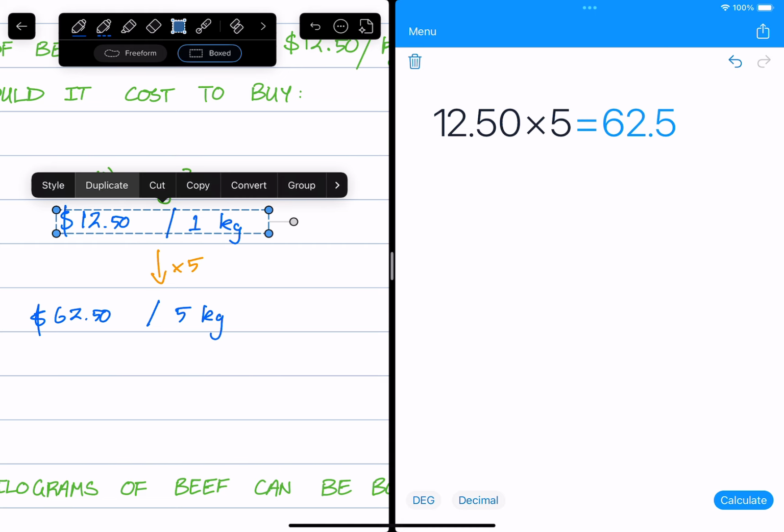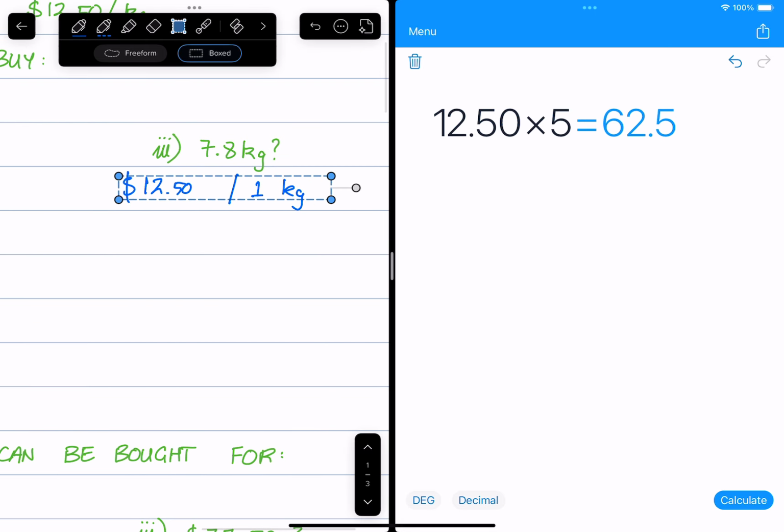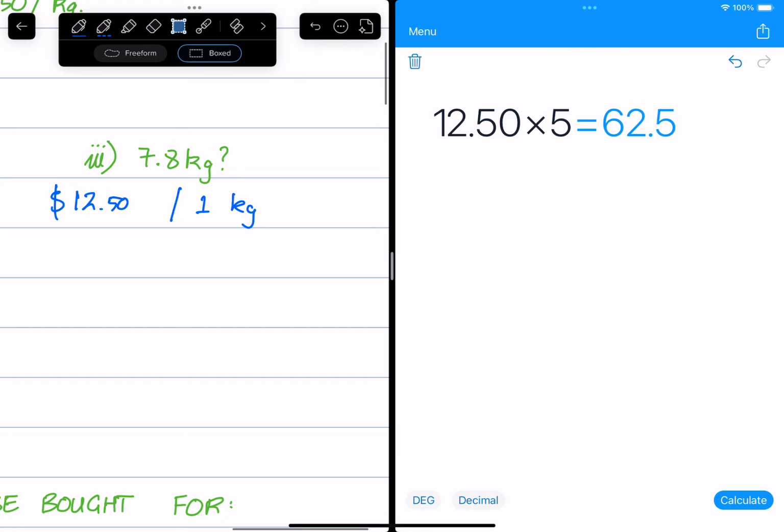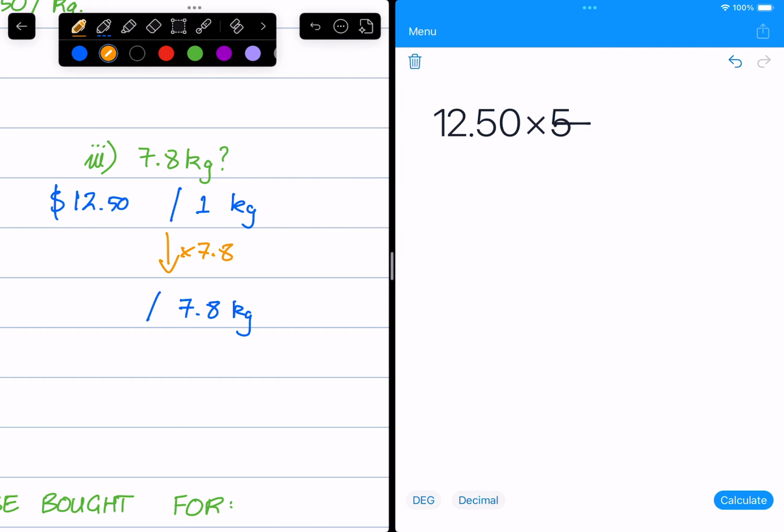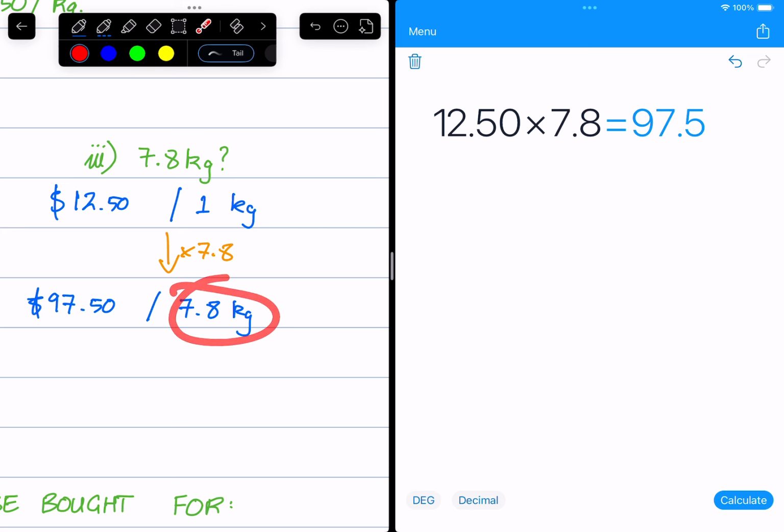And we repeat the same procedure for this next one. You'll see it's 7.8 kilograms. We just place that underneath the matching unit. Then we figure out 1 to become 7.8. Well, that's just a matter of multiplying by 7.8. As you can see, that gets us $97.50. So the cost of 7.8 kilograms of mince is $97.50.